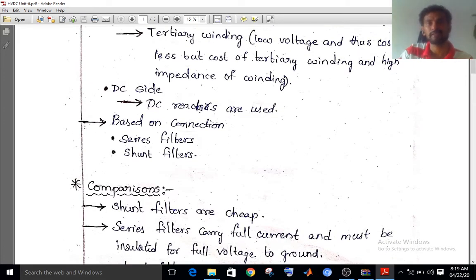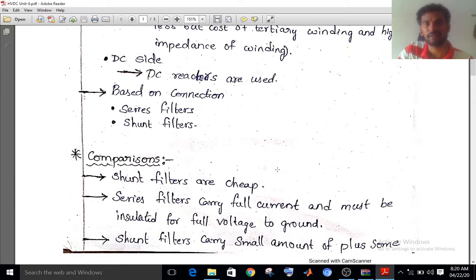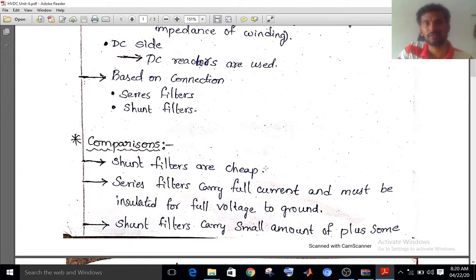Based on the connection, again filters are divided into series filters and shunt filters. The series filter will be connected in series with the line, whereas the shunt filter will be connected in shunt. We generally use shunt filters in HVDC transmission systems. Why? Because shunt filters are cheap when compared to series filters.